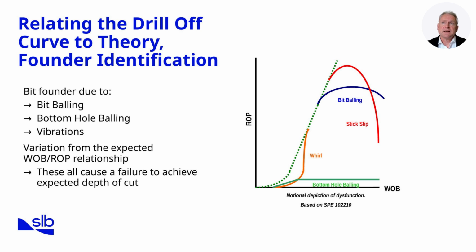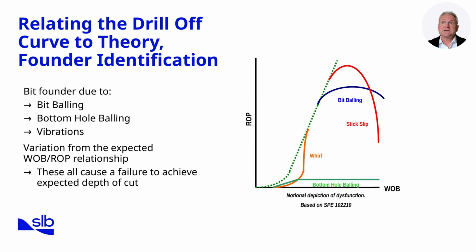Bit founder can occur for several reasons. Bit balling, where cuttings accumulate around the cutters, reduces cutting efficiency. Bottom hole balling, where cuttings clog the hole below the bit, creates a similar effect. Vibrations from stick slip also limit the bit's ability to cut effectively. The net result is a failure to achieve the expected depth of cut.